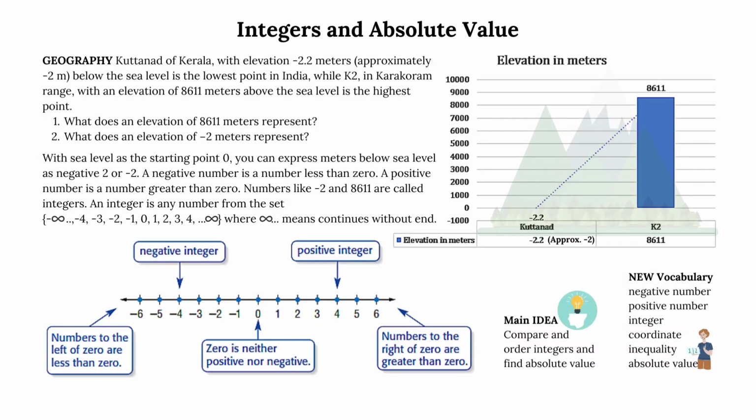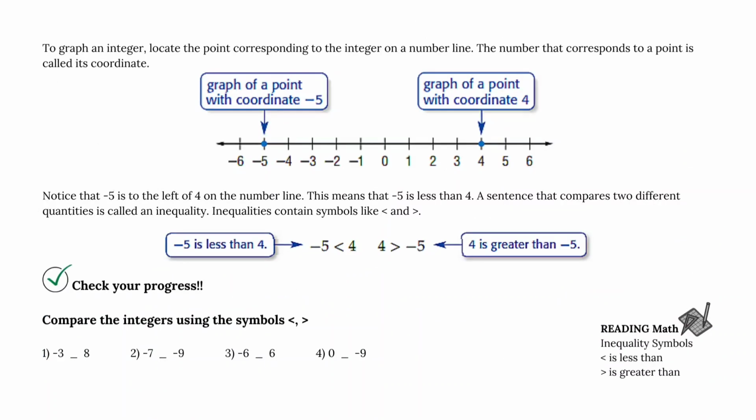And the new vocabulary we are going to learn in this lesson are negative numbers, positive numbers, integers, coordinate, inequality, and absolute value. To graph an integer, locate the point corresponding to the integer on a number line. The number that corresponds to a point is called its coordinate.